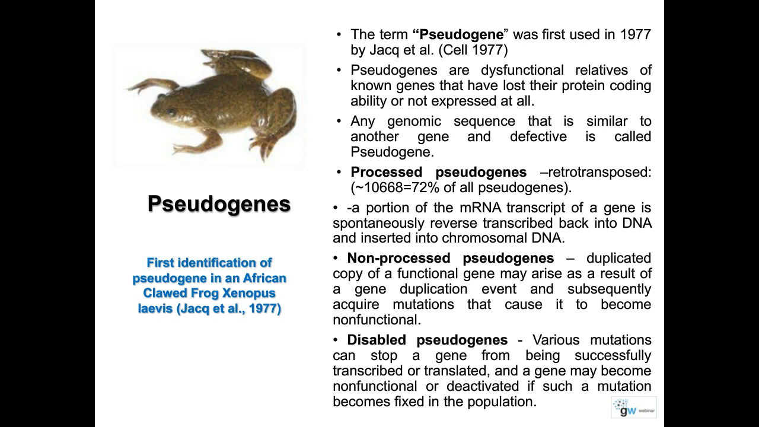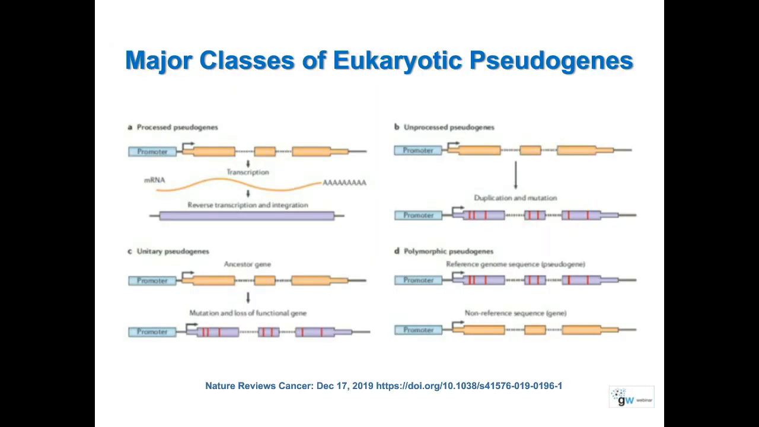Here in this slide, I show you the picture view of the three, or one new, category of pseudogenes. As you see in figure A, this is an example of the processed pseudogene, where mRNA is transcribed into a single-stranded RNA with the poly A tail and everything. Then it gets spontaneously reverse transcribed into double-stranded DNA and gets inserted into a different location. This is called a processed pseudogene.